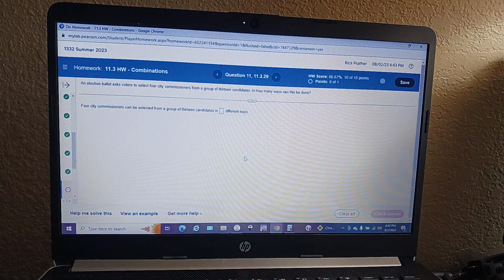Okay, now you get these word-like problems where you have to decide what kind of problem you have and then also calculate it. This is going to sound very much like the previous section too. An election ballot asks voters to select 4 city commissioners from a group of 13. How many ways can this be done? So we're not picking 1 out of 4 and 1 out of 13. We're picking 4 out of 13. We're picking 4 out of 13, so this is either a permutation or a combination. Does order matter or not? Am I treating these people differently or not?